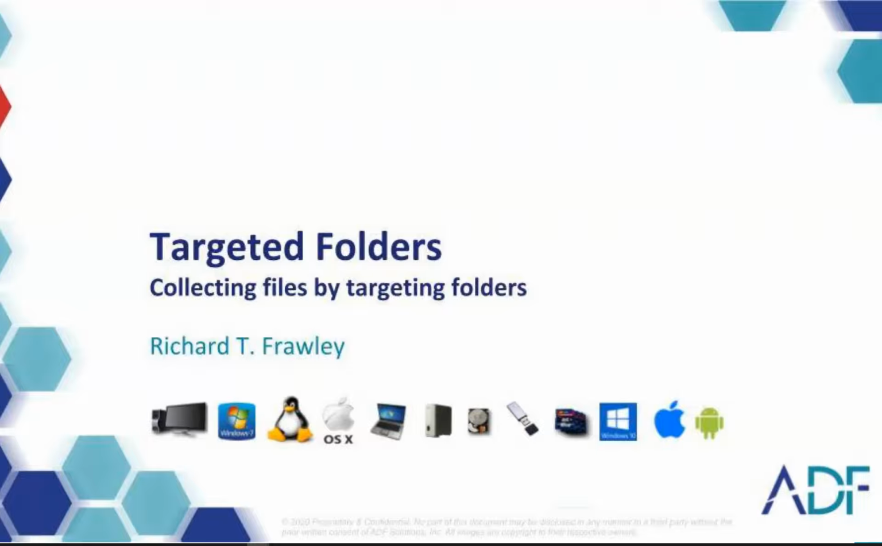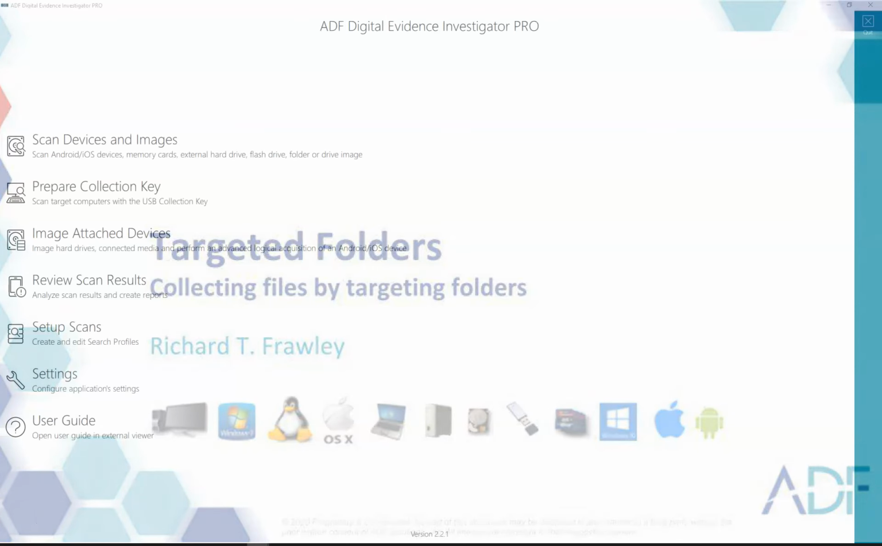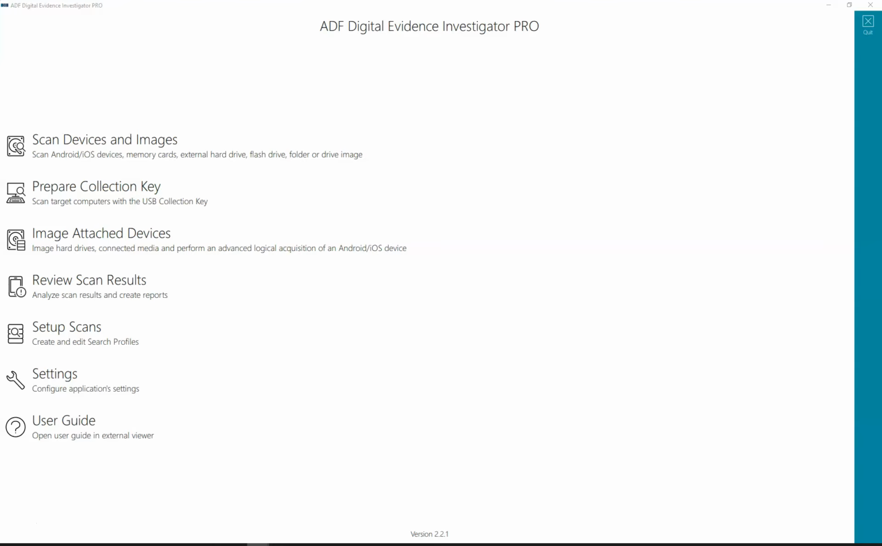Today we are going to collect files from a specific location using targeted folders. Targeted folders may be used to limit the extent of a scan, making it run quicker. They can also be used to limit the search to areas where evidential material is likely to exist.